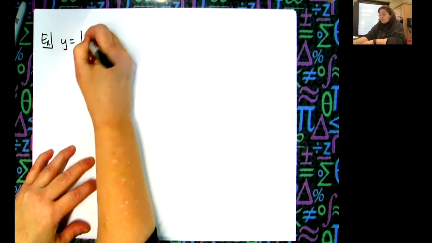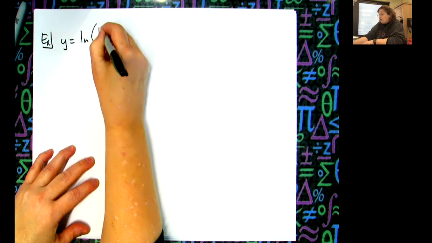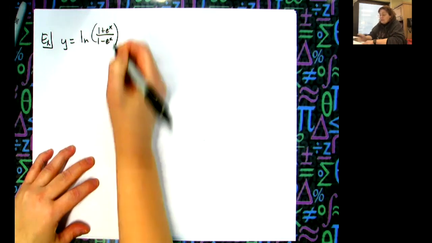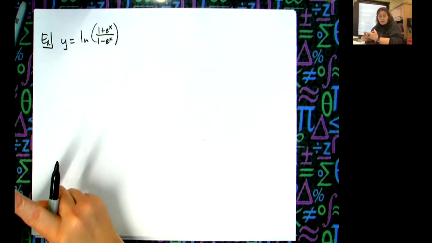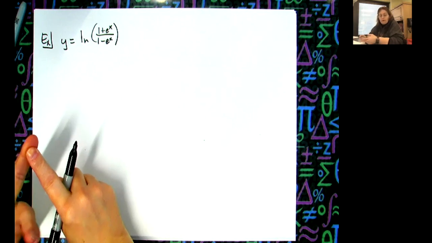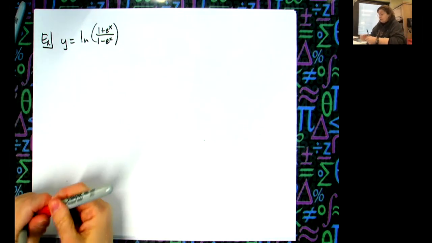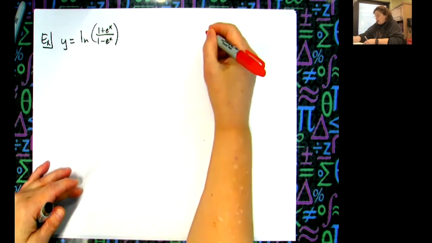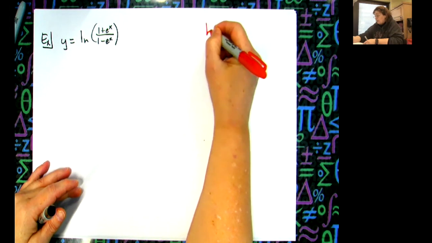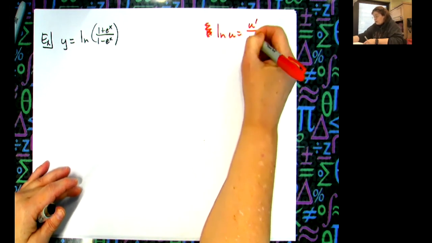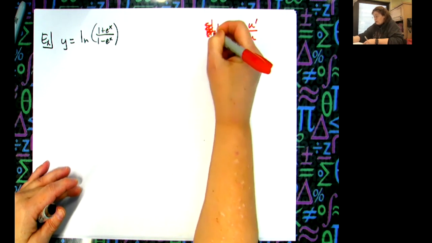y equals the natural log of (1 plus e to the x) over (1 minus e to the x). Okay, I have a log function, and the log function has an e to the x in it. First step: I know that the derivative of the natural log of u is u prime over u, this should be d/dx.